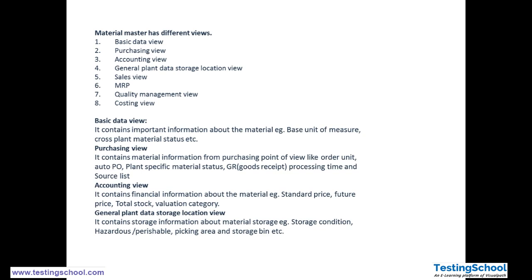Accounting view. It contains financial information about the material. Example: standard price, future price, total stock, valuation category, etc. General plant data storage location view. It contains storage information about the material storage. Example, storage condition, hazard or perishable item, picking area and storage bins.